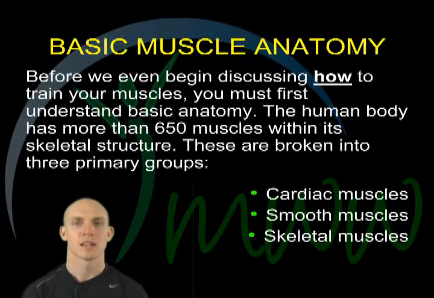Before you can begin thinking about how to train your muscles, you must first understand some basic anatomy. The human body contains more than a whopping 650 muscles within its skeletal structure. These are broken into three primary groups: cardiac muscles, smooth muscles, and skeletal muscles.